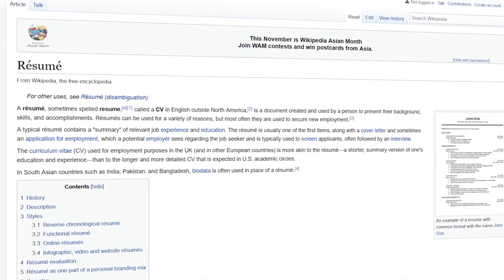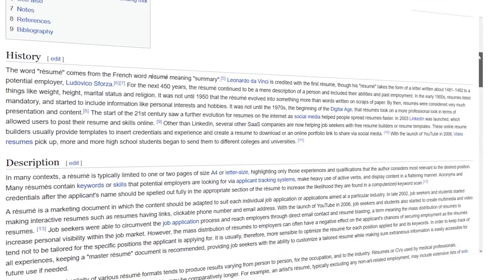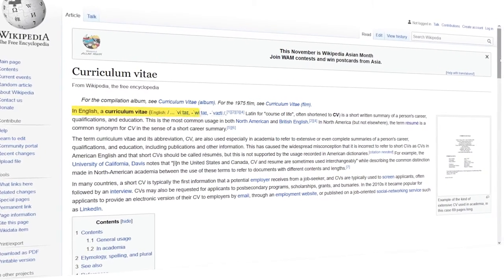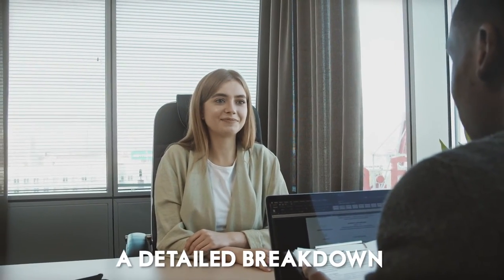You may find it interesting to know that the word resume is French for summary, while curriculum vitae is Latin for course of life. And so, while a resume aims to be a summary of your experience, giving you a professional identity, a CV provides a detailed breakdown of all of your accomplishments as a teacher, scholar, and/or administrator.